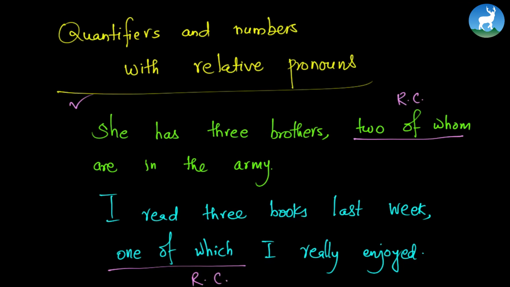And they're acting as the quantifiers and numbers with the relative pronouns. We often use quantifiers and numbers with relative pronouns. Some of the quantifiers that we use are many of whom, most of whom, one of which, none of whom, some of which, lots of whom, 2 of which. So these are some of the quantifiers we use while we are talking about relative clauses. So commas are here. So once again, they are non-defining relative clauses. Very good. Let's go to another use of relative clauses.